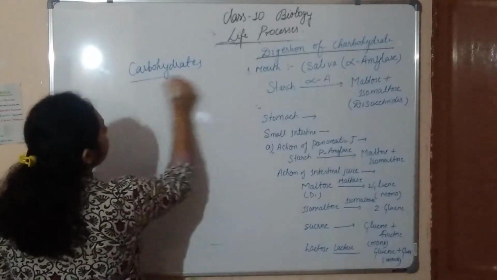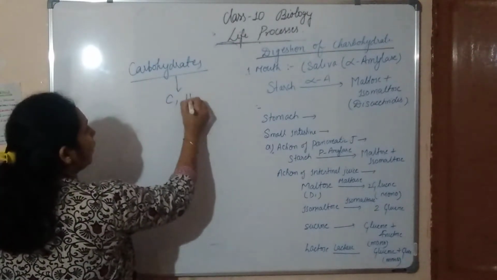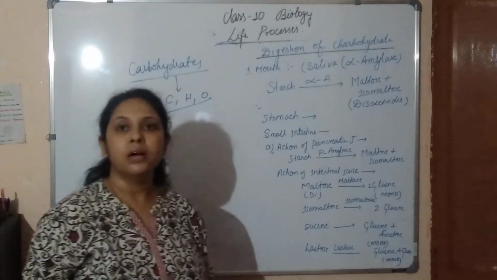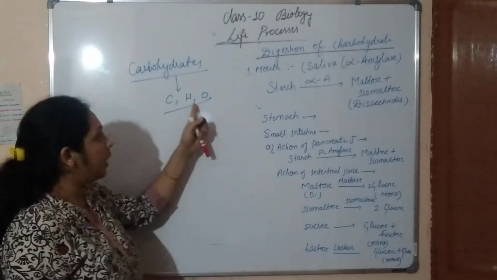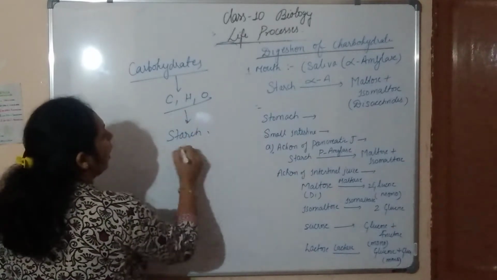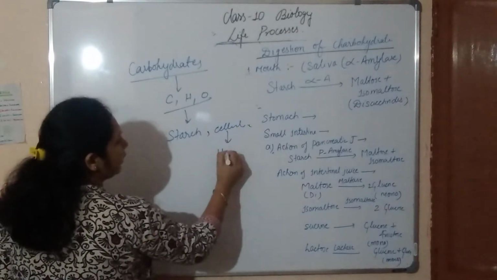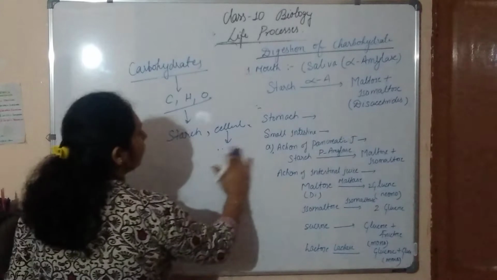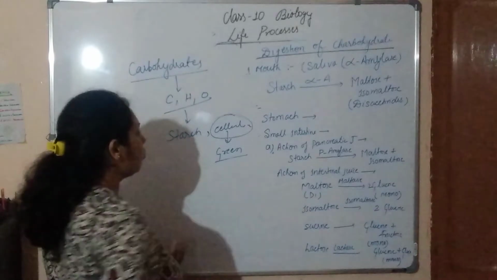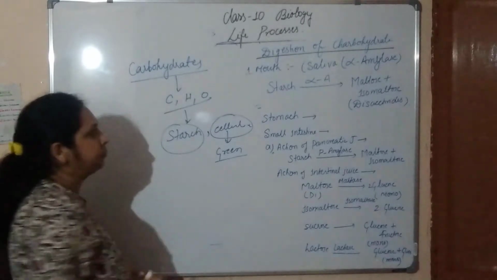So carbohydrates are the food substance which contains carbon, hydrogen and oxygen. Basically, carbohydrate is the substance which contains carbon, hydrogen and oxygen, and we get it in the form of starch or cellulose. Basically cellulose is contained in herbivorous animals, or we can say basic green plant eaters. So basically, these carbohydrates we get in the form of starch.